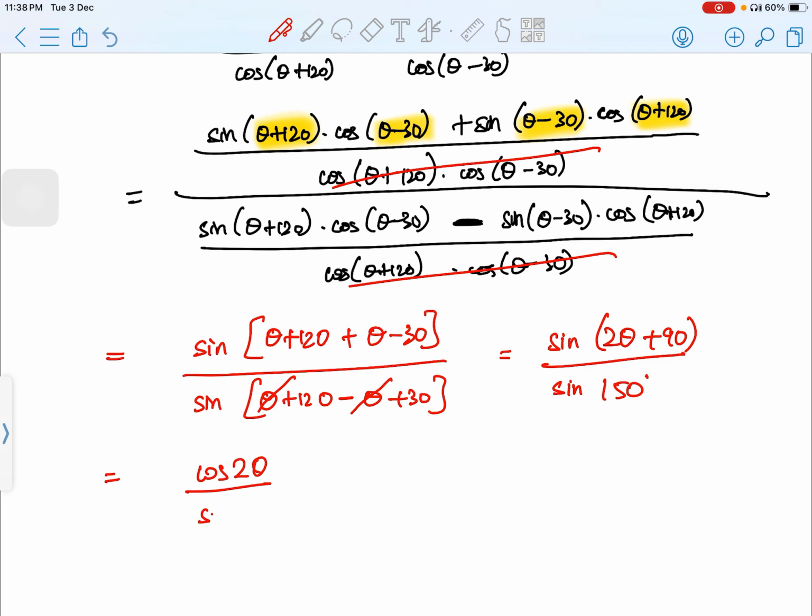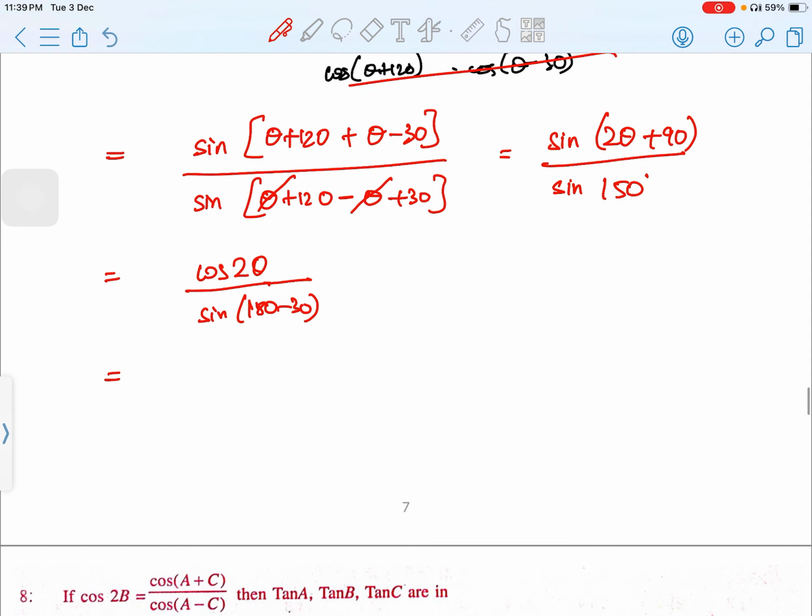So we can rewrite that as sin of 90 plus 2 theta, which is nothing but cos 2 theta, divided by sin 150, and 30 is also equal. If you didn't understand, you can write one more step, 90 plus 60 or 180 minus 30. It's very easy. Sin 180 minus 30. So next step it will be cos of 2 theta by sin of 30. What is sin 30? 1 by 2, so 1 by 2 in the denominator.